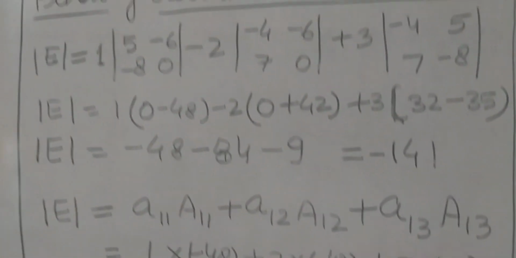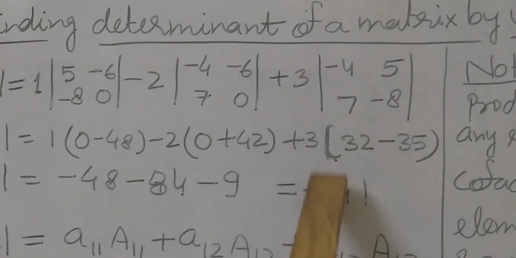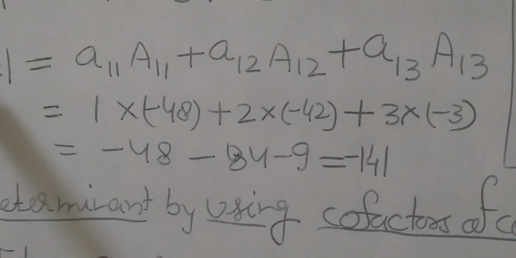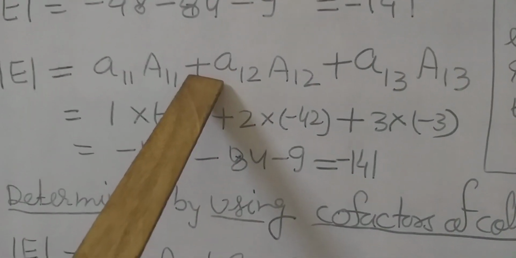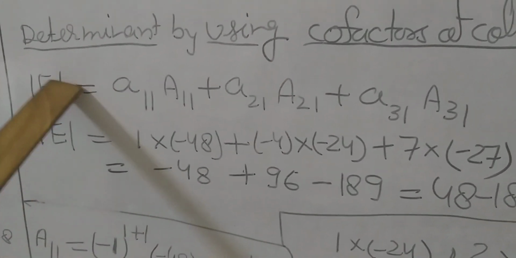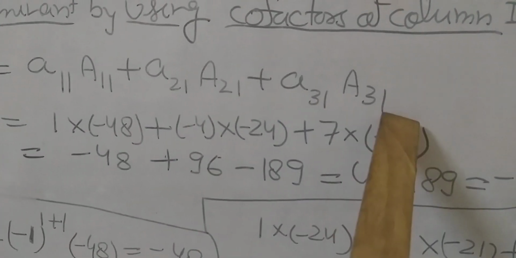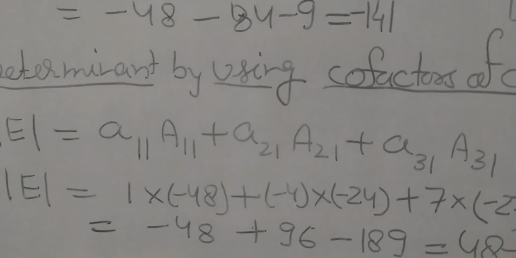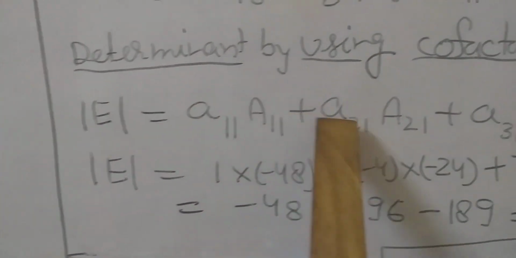So students, you can see I have calculated the determinant of the matrix directly, minus 141. Again, I have calculated the determinant by using the cofactors of row 1, and I have also calculated it by using the first column cofactors. So students, we can get the value of the determinant of a matrix by using its cofactors also.